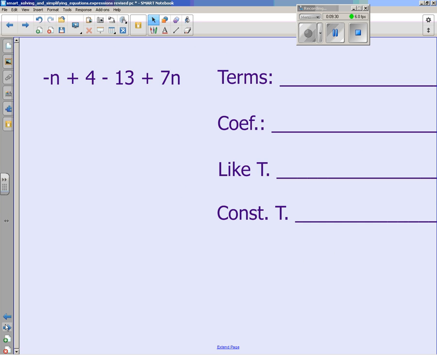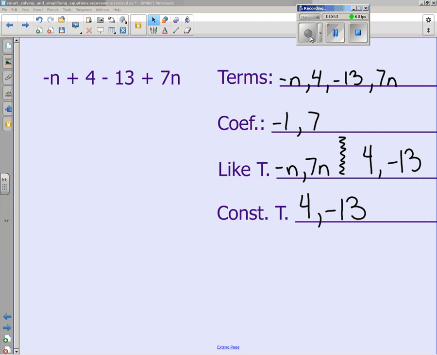All right, this example, I am going to give you about 5 seconds or so in the video. Go ahead and pause it and try and figure out what the terms, coefficients, like terms, and constant terms are in this expression. Make sure you pause the video. Okay, so you can see that I have put the answers up on the screen now. Double check that your answers match my answers.